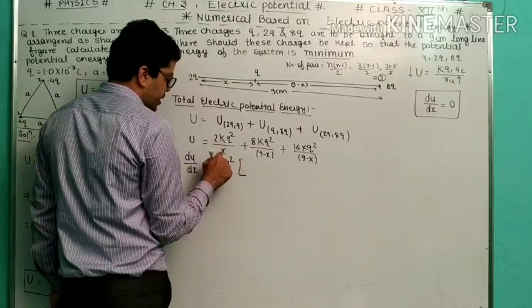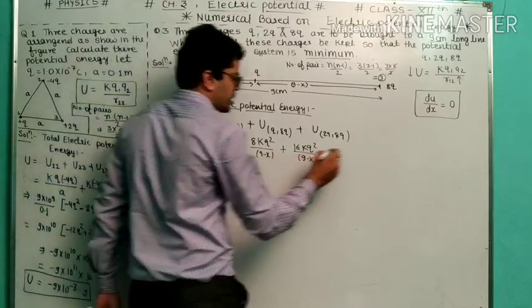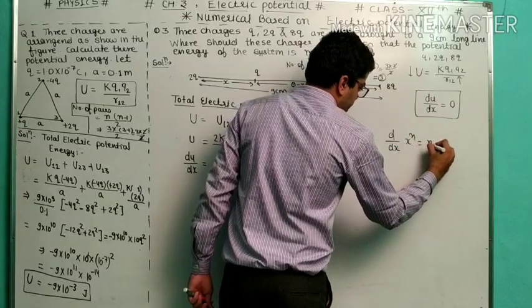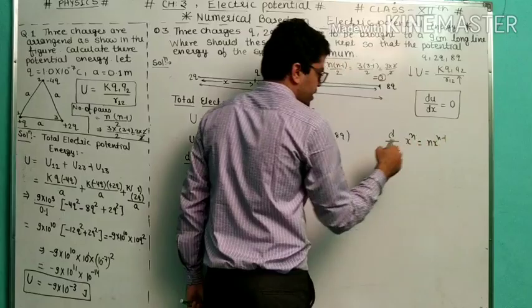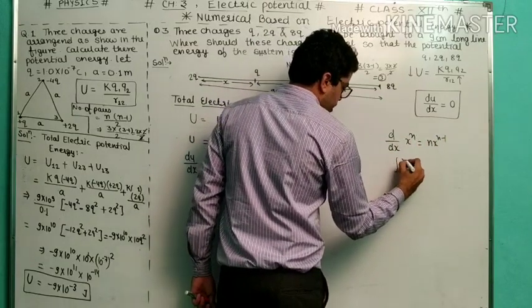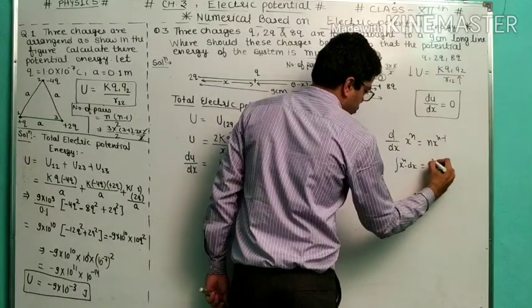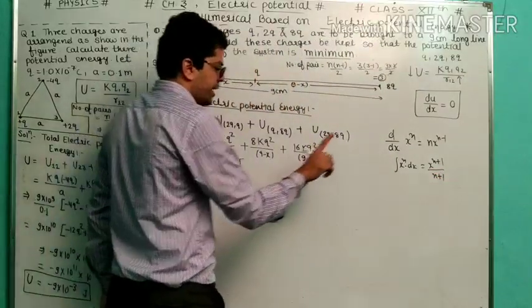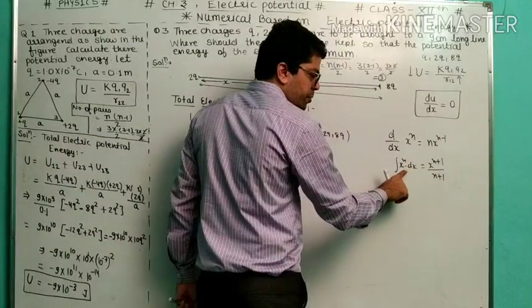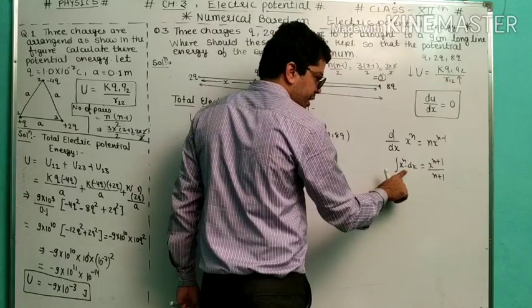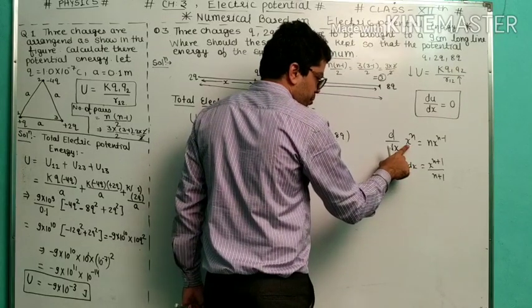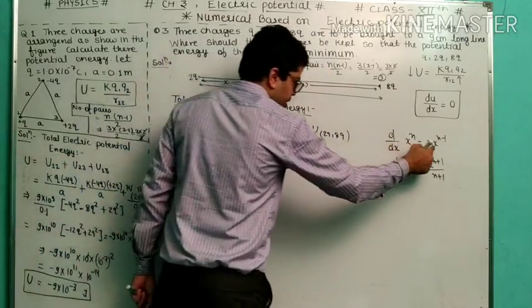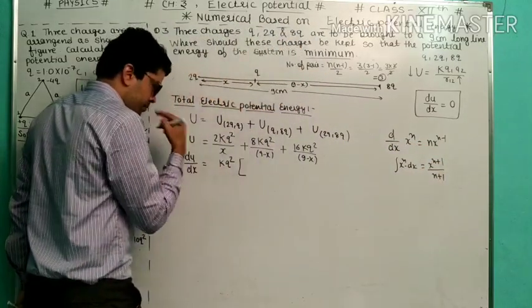When we are doing differentiation, the formula is d by dx of x to the power n gives n x to the power n minus 1, so the power decreases. And integration of x to the power n dx is x to the power n plus 1 divided by n plus 1. So if you want to find the maximum potential energy, you have to do integration. If you want to find the minimum potential energy, you have to do differentiation, because differentiation is the decreasing order and this is the increasing order.